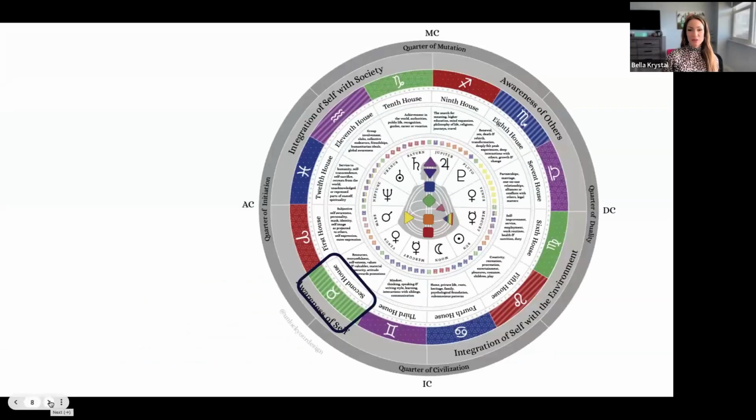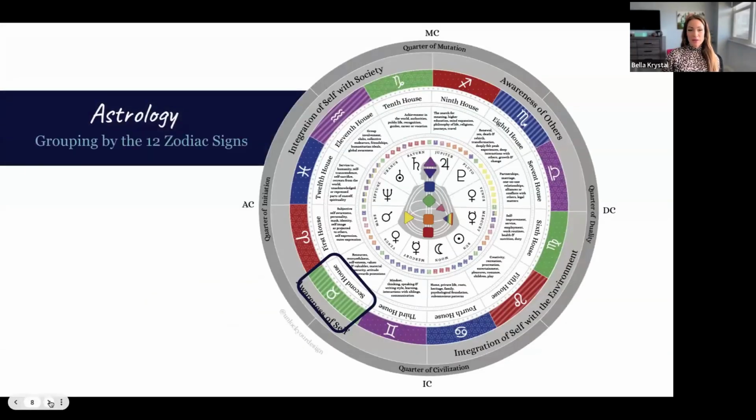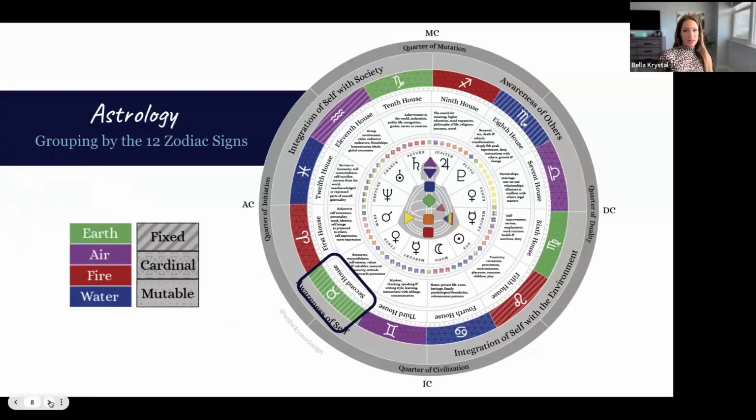So here we're grouping by astrology. And then we have 12 zodiac signs. Instead of 8 elements, we have 12 zodiac signs. We're now in the part of the wheel where we have Taurus. Taurus corresponds to the 2nd house. It's the first time in the wheel where we have Venus as the ruler. Venus is also the ruler of Libra and the 7th house.